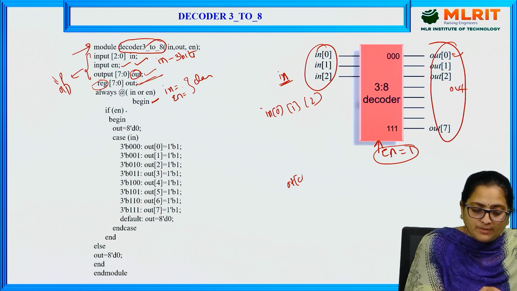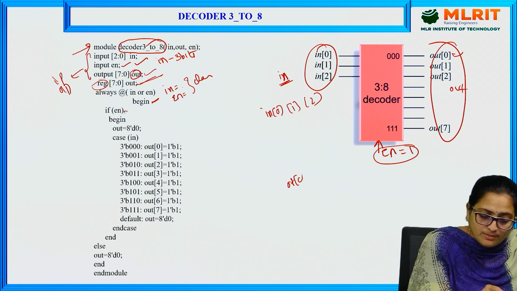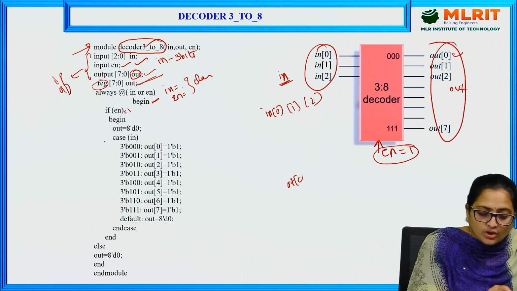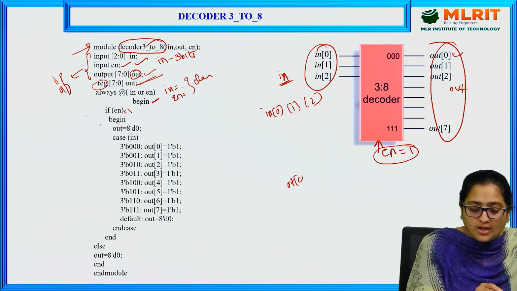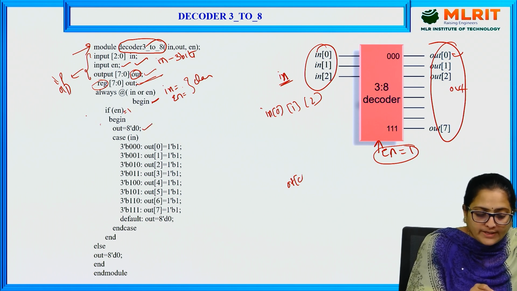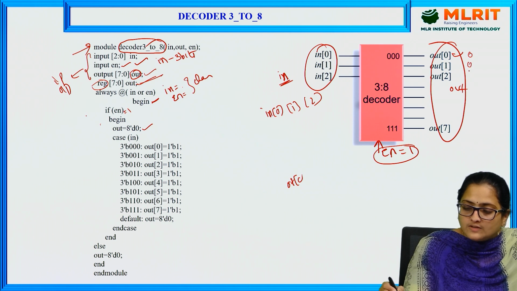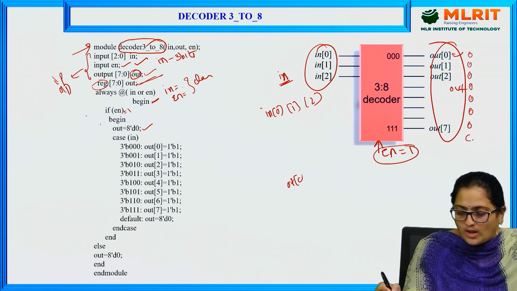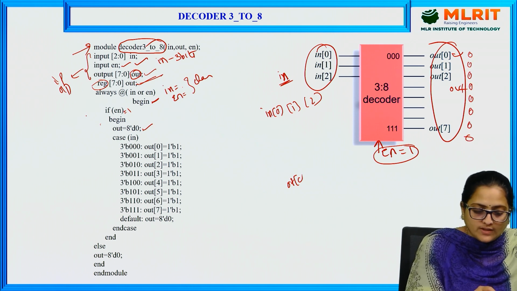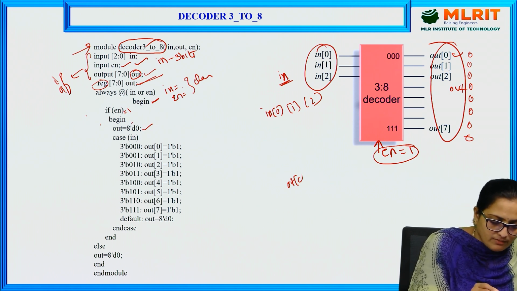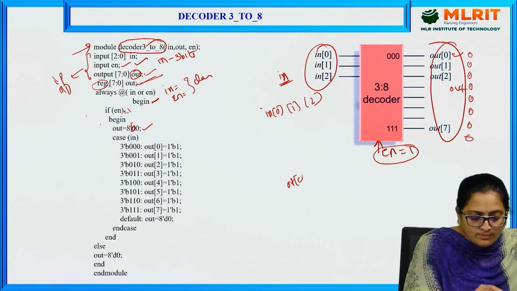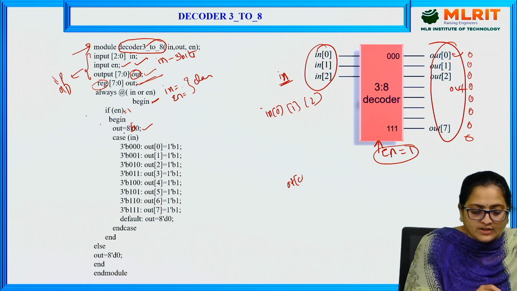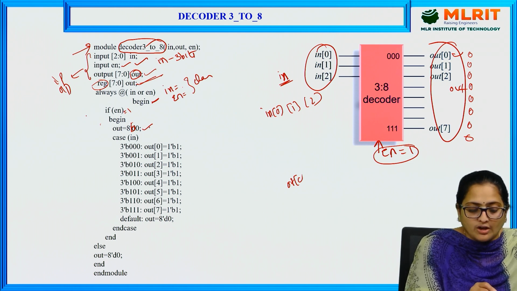If the enable pin is 1, that is, if enable is equal to 1, then initially your output data is given the 8-bit 0 value. Initially, the output of the decoder is stored with the 8-bit binary value of 0, that is, an 8-bit binary value of zeros. If the enable pin is 1, then it checks whether the output has the 8-bit binary value of zeros.